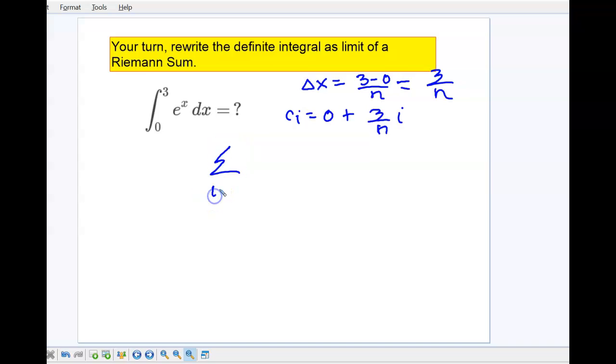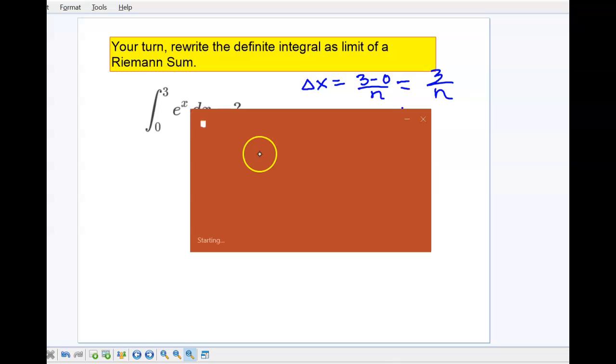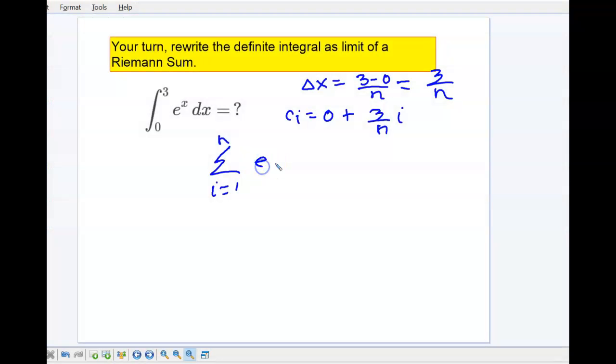So it's going to be the summation notation from 1 to n of e raised to the 3i over n. Delta x is 3 over n. And now you're going to put the limit as n goes to infinity, and there would be your final answer.